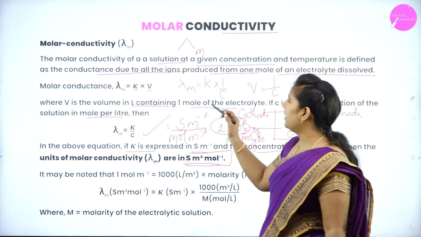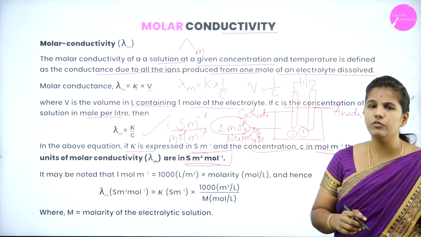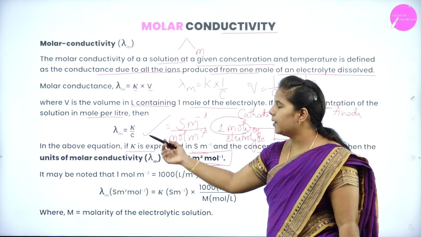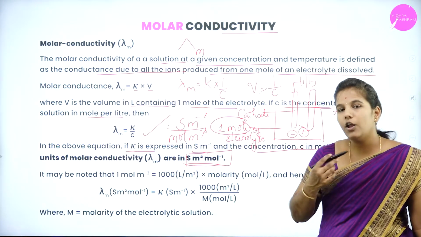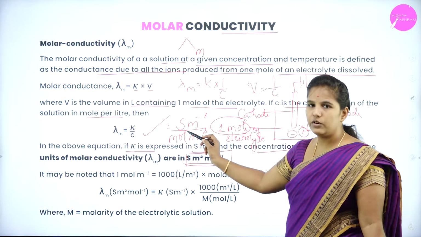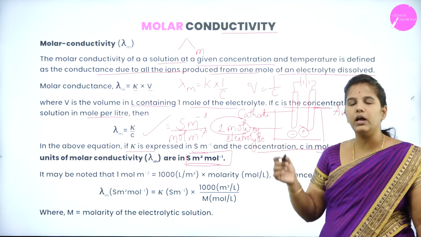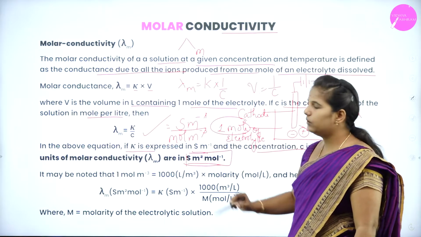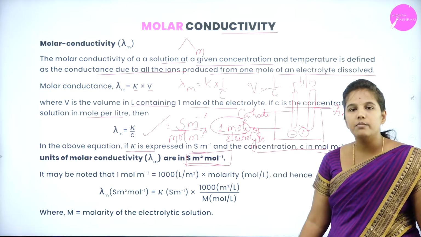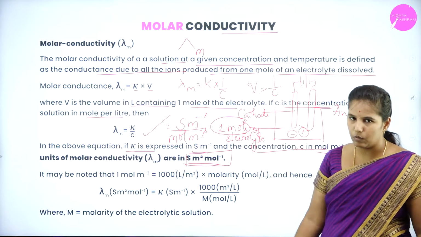Okay. So I can write V is equal to 1 by C. Why? Because the volume is inversely proportional to the concentration. So the above equation will become K divided by C. In order to find the SI unit for the above equation, we know that the SI unit of K is Siemens per meter, right? And for the concentration, it is mole per cubic meter. So the meters will get cancelled, and the remaining is the SI unit for molar conductivity, that is Siemens meter square per mole.